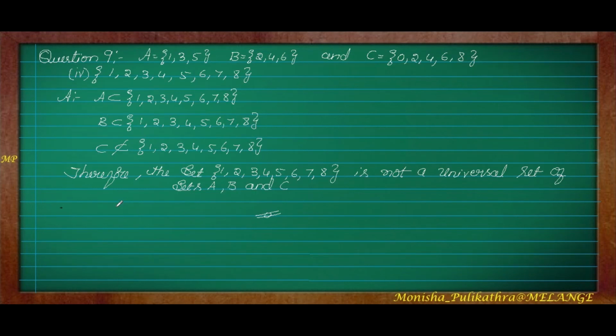So moving on to the continuation of question 9. The fourth sub-question is {1, 2, 3, 4, 5, 6, 7, 8}. From 1 to 8 numbers are given. So here the set A is 1, 3, 5, which is included in the given set. And again the set B is 2, 4, 6, which is also included. So A is a subset of this given set, B is also a subset of the given set. In C, they have given 0, 2, 4, 6, 8, whereas in the given set, 0 is not there. So C is not a subset of the given set. A and B are subsets but C is not a subset. So the set 1, 2, 3 up to 8 is not a universal set of sets A, B and C.